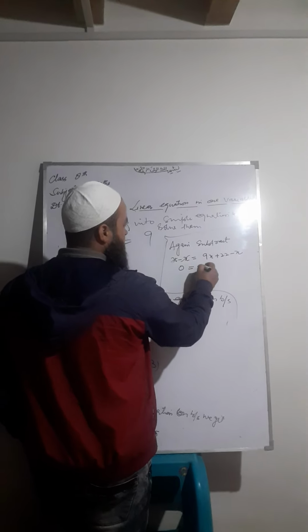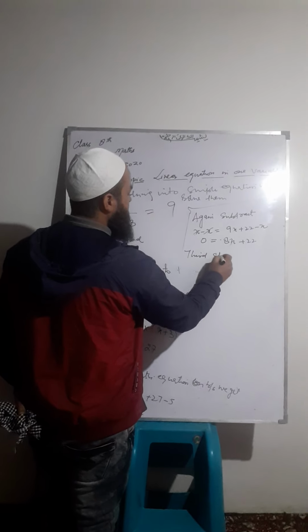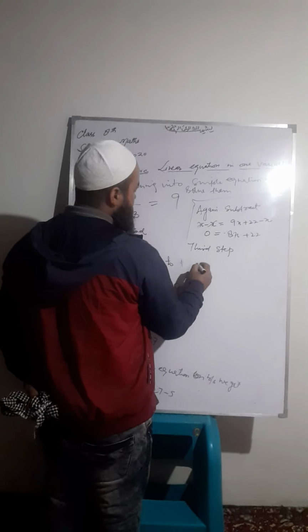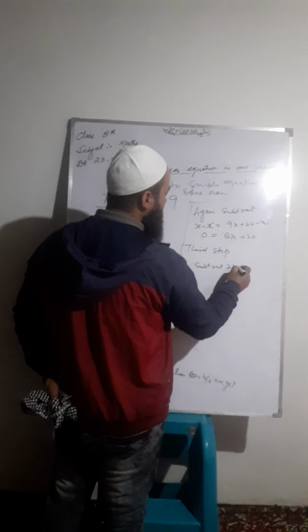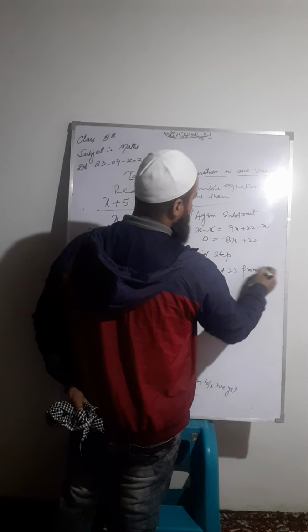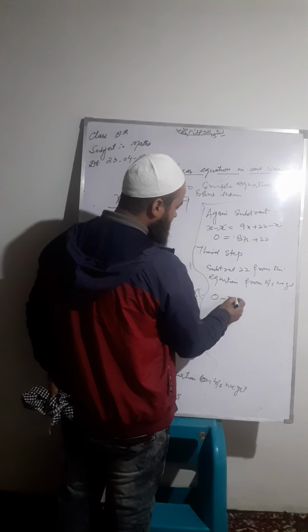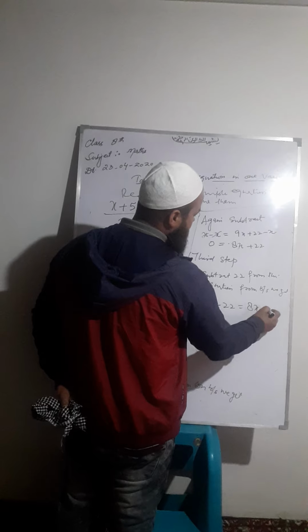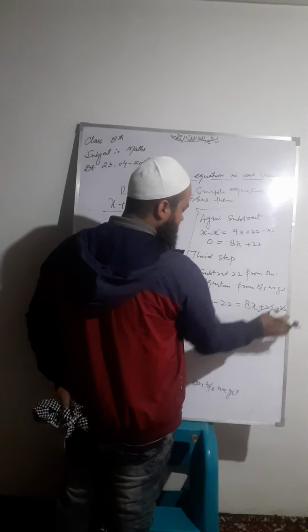This is the second step. Now the third step. Subtract 22 from this equation on both sides. We get 0 minus 22 is equal to 8x plus 22 minus 22. This is plus 22, this is minus 22. Both will be cancelled. Here remains minus 22 is equal to 8x.